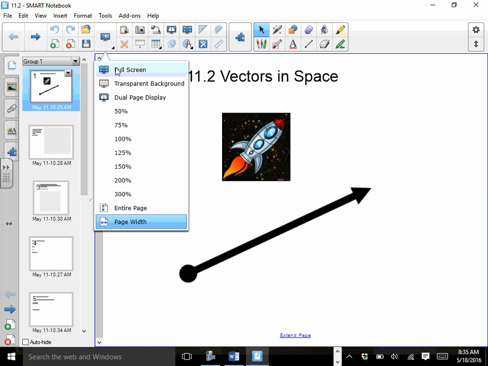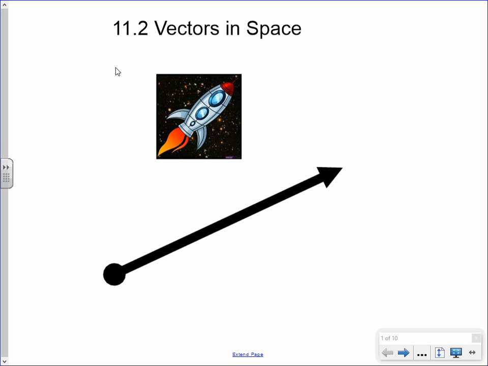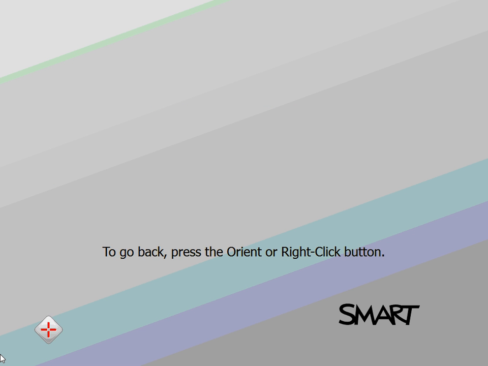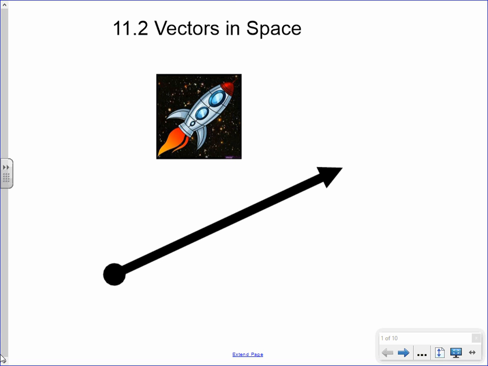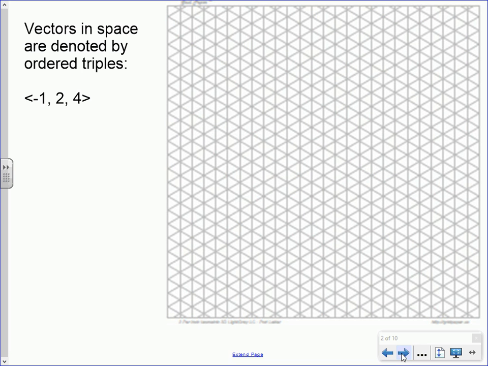So we are going to talk about vectors, but in space. So first, let's talk about aligning my smartboard. Okay, cross your fingers. There we go.